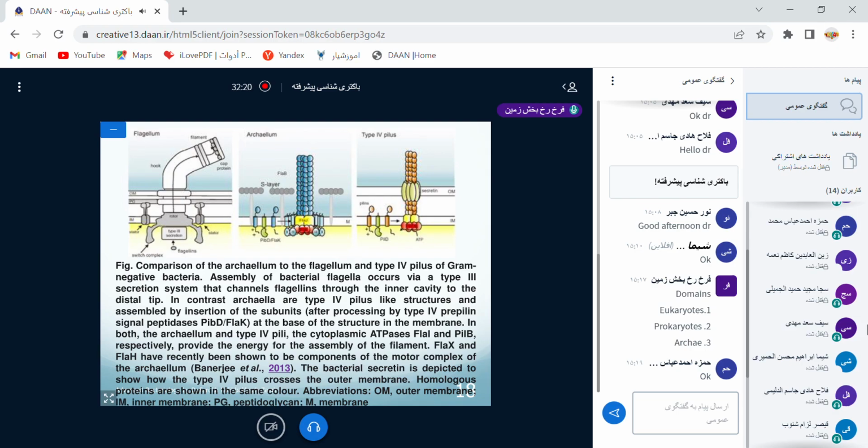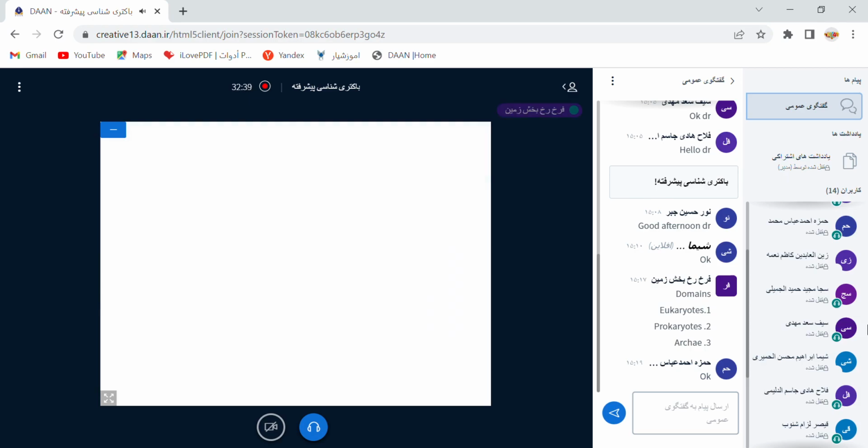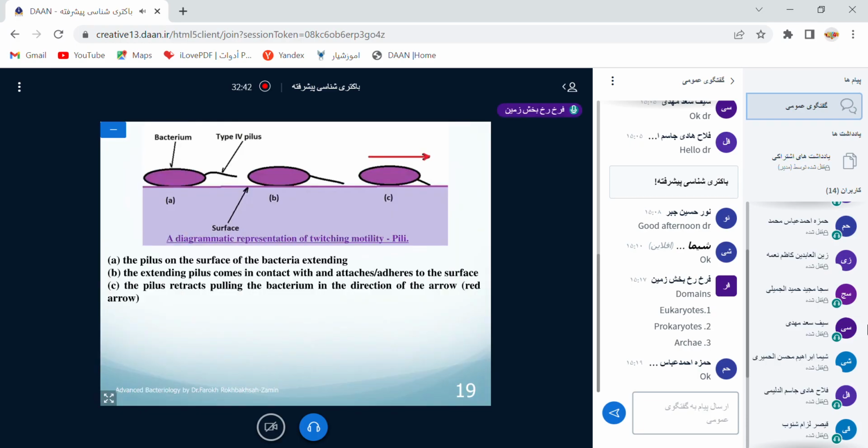So you can see the structure of flagellum in bacteria, archaea type 4, archaeo, something like pili, and type 4 pilus, located on the bacteria. This type 4 pilus can be used for motility. This type of motility is known as twitching motility.